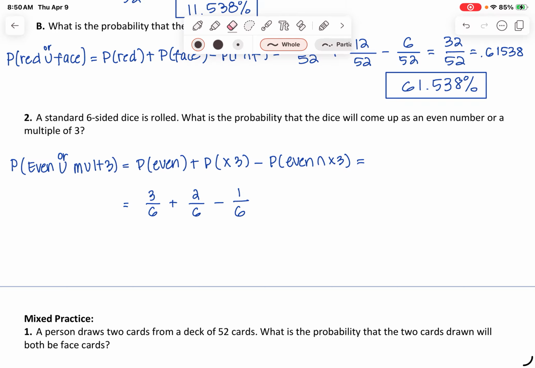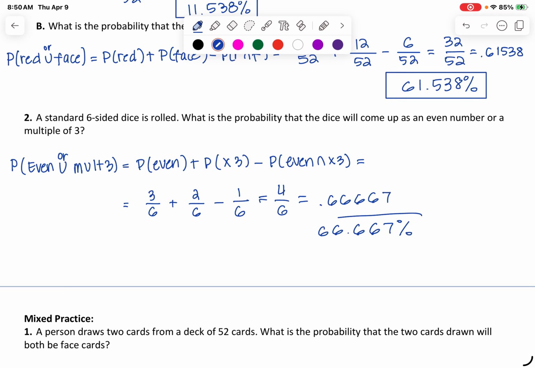All right, so now it's an eraser. So now I have 4 over 6, 2/3, which is 0.666666, and that is 66.667%. Okay? So if you looked at it differently, what if it said probability of even and a multiple of 3? That's this, 1 out of 6, right?